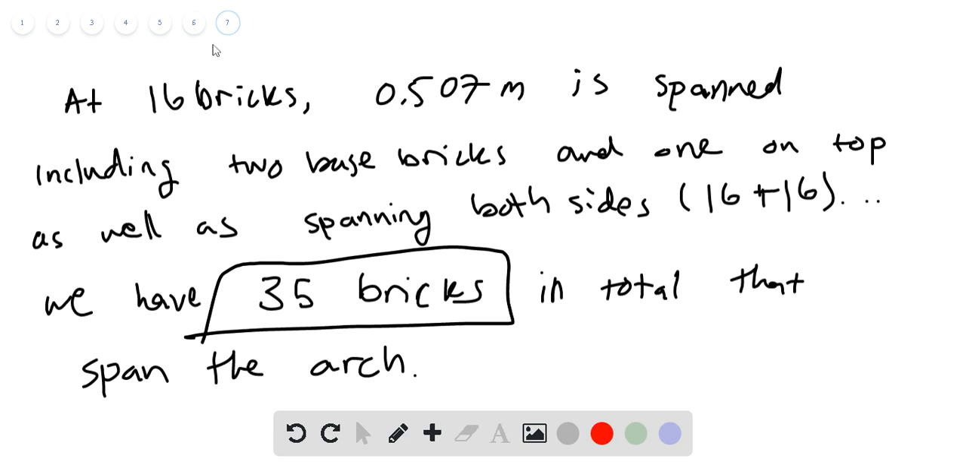Now we have to also think about a few extra bricks. So we have 2 base bricks that were not counted in, and then there's going to be one on top as well. There's going to be 1 brick above the 2 bricks that meet. And so this essentially means that we're going to have 16 plus 16 plus 3. And so we have 35 bricks in total that will span the arch.